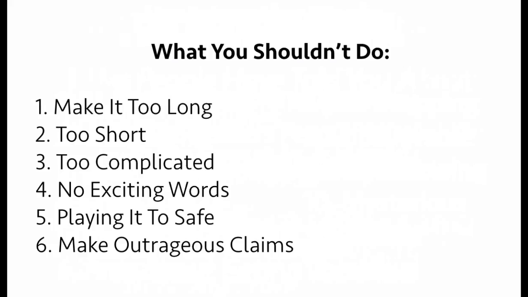Number 3 is too complicated. Again, similar to making it too long. If it's too complicated, people find it hard to understand what the article is about. So don't do that. Number 4 is you don't use exciting words. You use boring, everyday words that don't really catch people's attention. Number 5, a lot of people like to play it safe. They don't want to insult anyone. They don't want people to say bad things about them, so they play it safe.